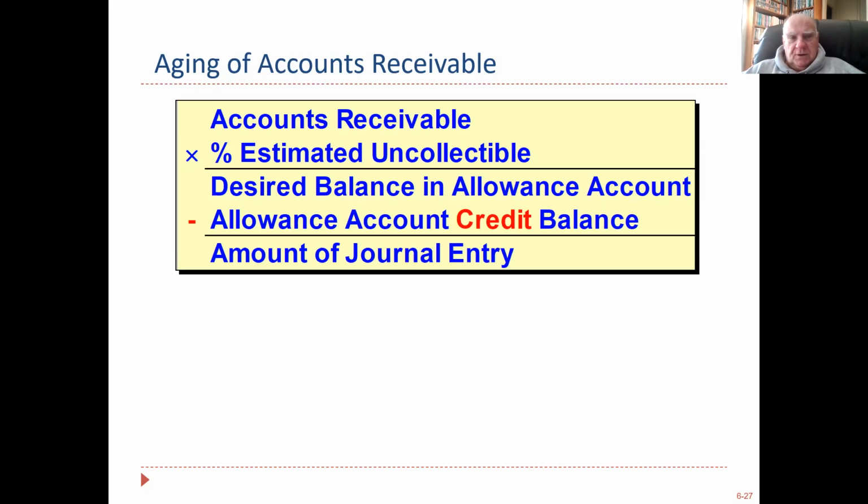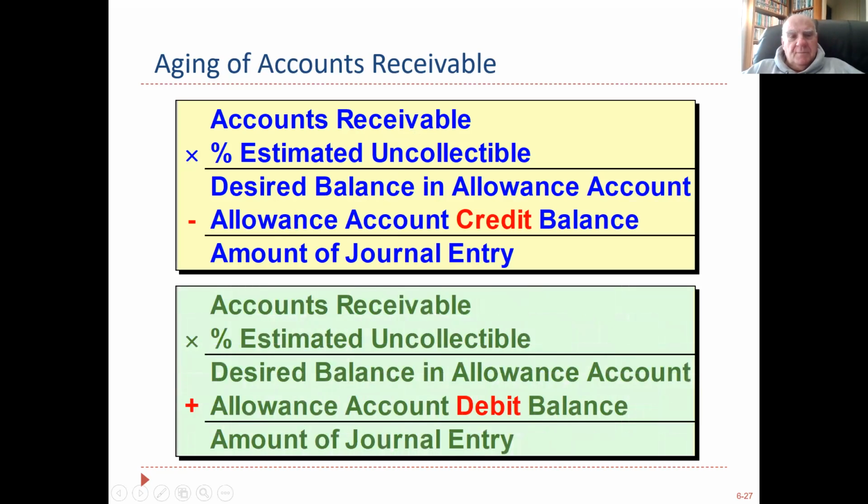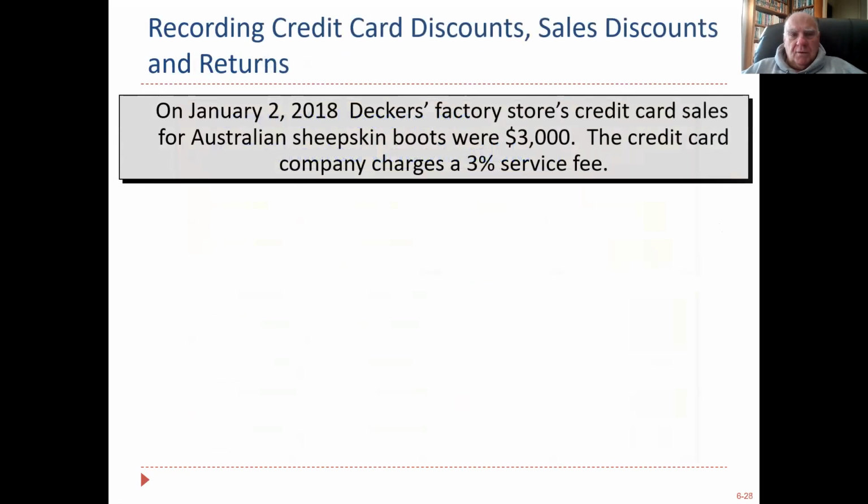Aging of accounts receivable. The accounts receivable times the estimated uncollectibles equals the amount we want in the allowance account, okay? And all they're doing here is trying to confuse us. They're just saying, look, if it has a credit balance, it's the difference. If it's a debit balance, we have to just add it back. Whatever you need to do, plus or minus, to get it to 1201, okay?